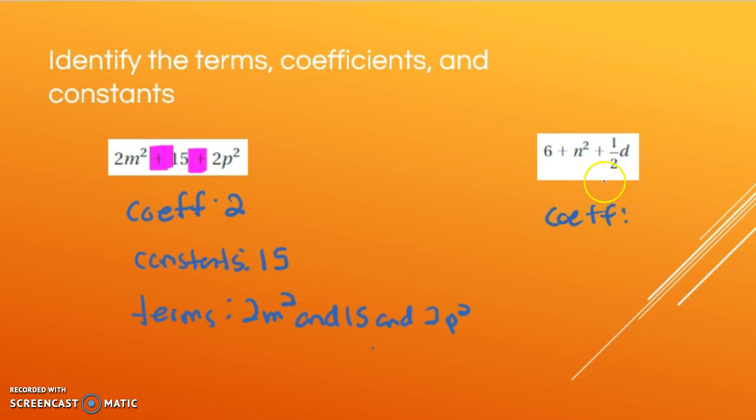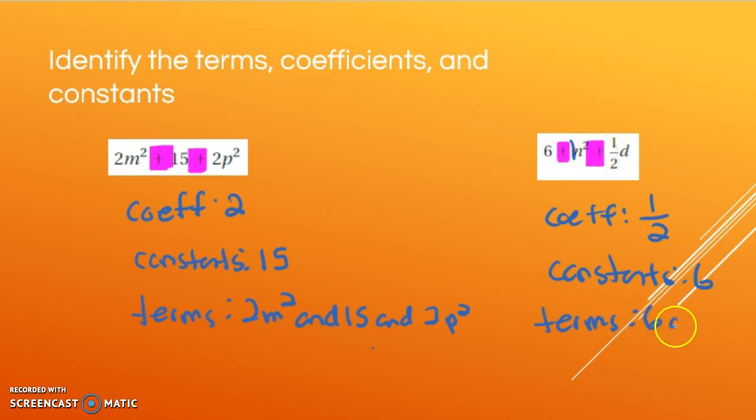Over here, my coefficients, I have a 1 in front of this n squared, but I don't need to put that. So I'm just going to say 1/2. Constants are going to be 6. That's my number on its own. And then my terms, I again have 3. That's my 2 plus signs. Terms are 6 and n squared and 1/2d.